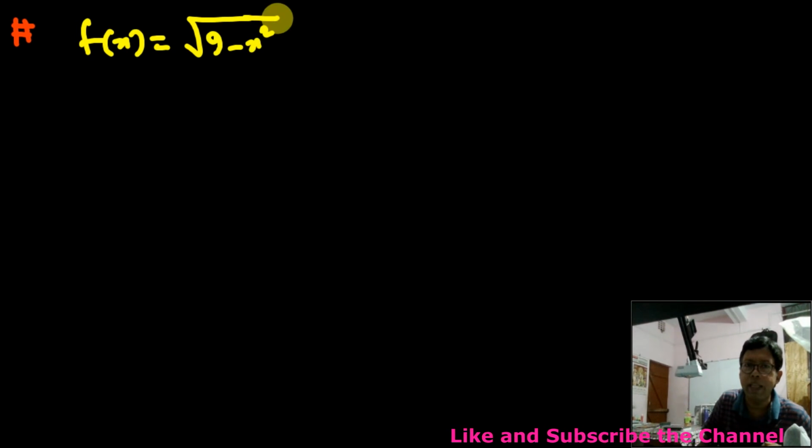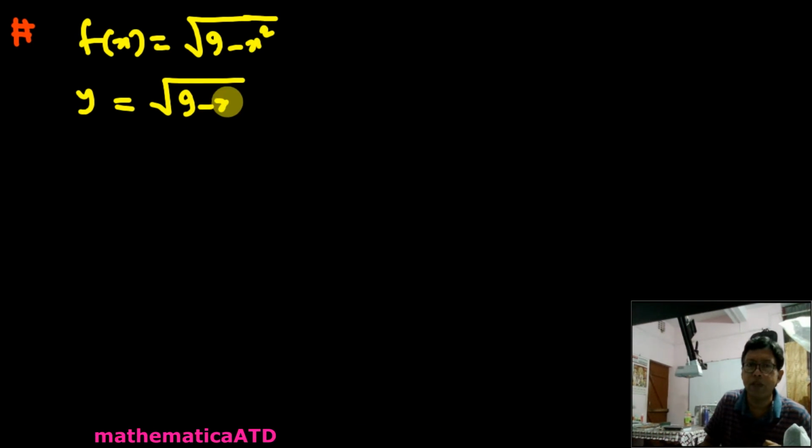So the question is f of x is equal to root over 9 minus x square. Say this is y. Y is equal to root over 9 minus x square.